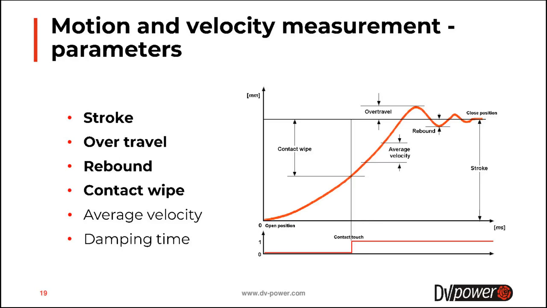Besides average velocity and damping time, four more parameters are very important for the analysis. Those are stroke, over travel, rebound, and contact wipe. All of them are calculated and extracted based on the motion curve and the main contact state.